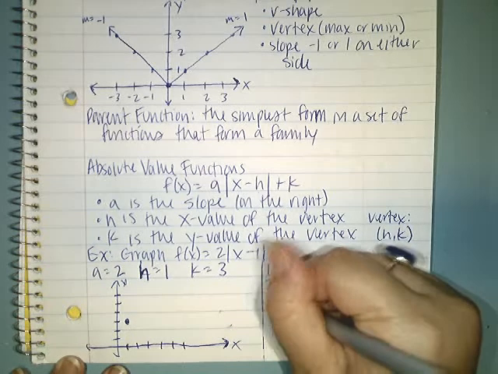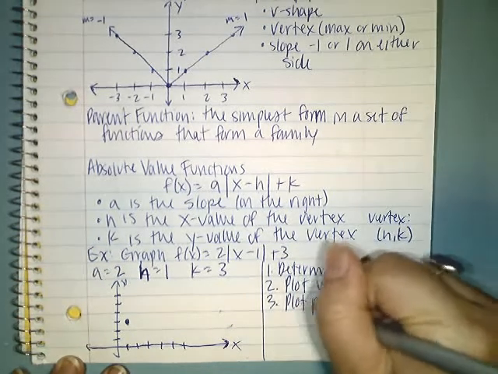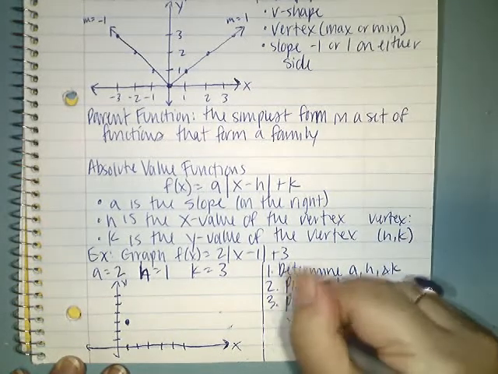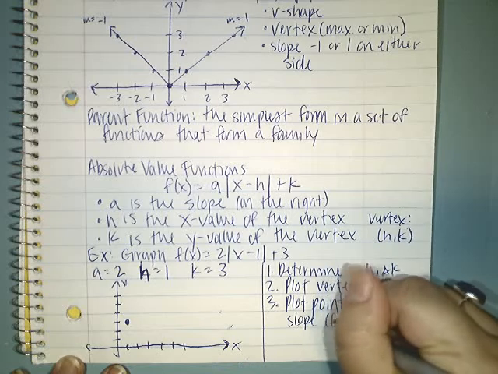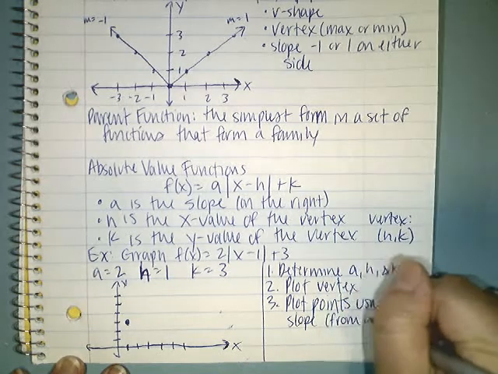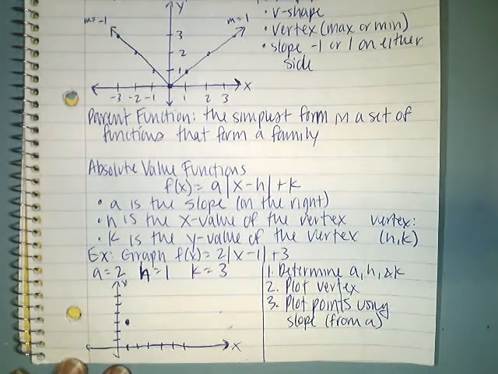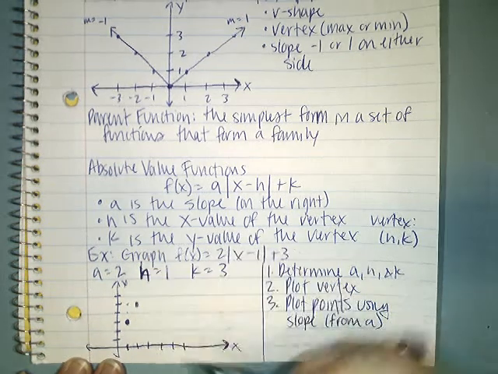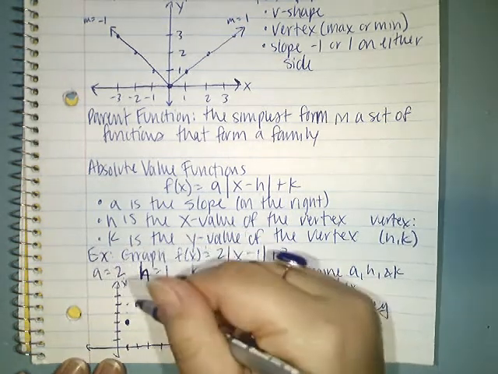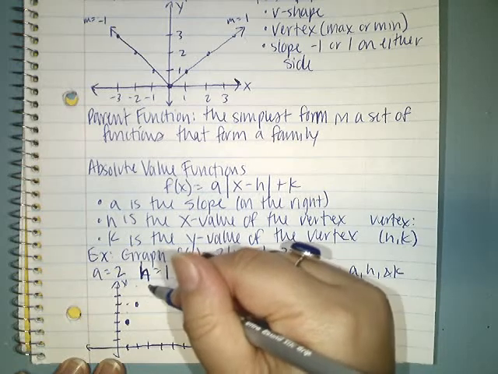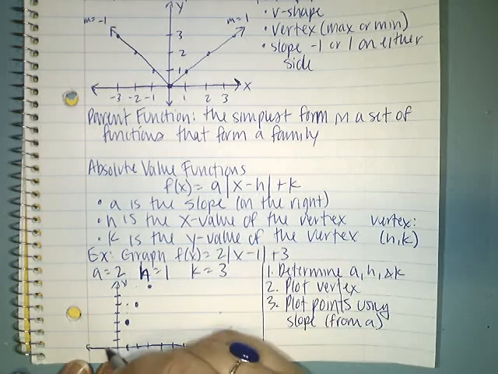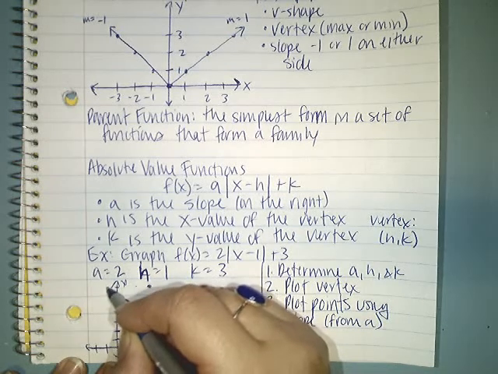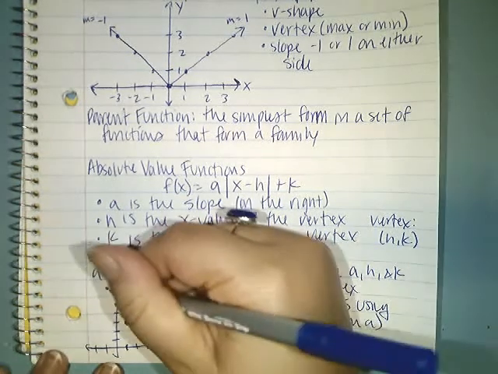Then I'm going to plot more points using slope, which I'm going to determine from A. So I know my right side has a slope of 2. So I'm going to go up 1, 2 over 1. If you forgot how to do slope, add a little dash up here, then up 1, 2 over 1. And then I can do the mirror image on the other side. So I'm going to go up 2 over 1 this way, up 2 over 1 this way to make the V shape.